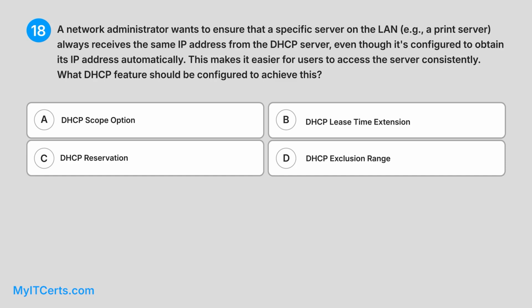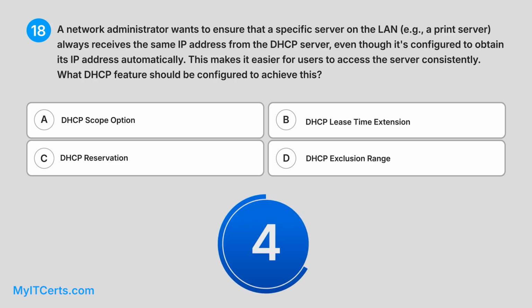A. DHCP scope option. B. DHCP lease time extension. C. DHCP reservation. D. DHCP exclusion range. What do you think is the answer?